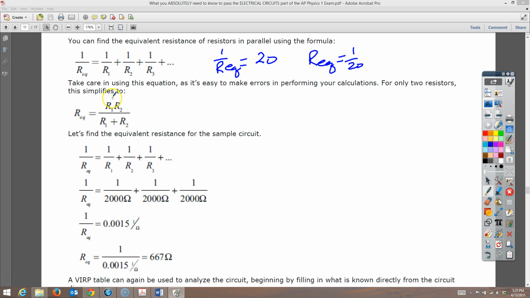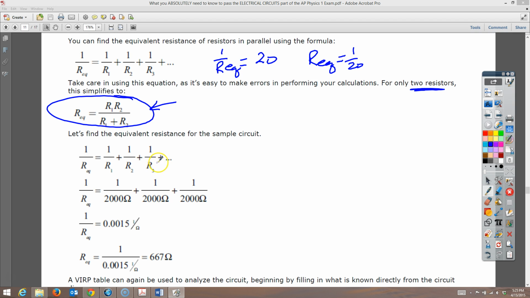If you only have two resistors, you can use a shortcut. And this is the shortcut. It's not on your equation sheet, so only use it when you have two, and only use it if you want to memorize it. It makes it a little bit easier for two resistors.